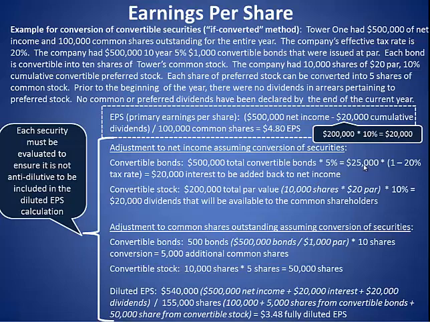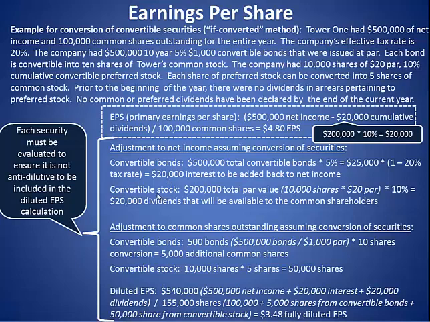$25,000 a year. But if I look at it net of taxes, my tax effect is $25,000 times 1 minus my 20% tax rate. The amount of interest that I'm going to be adding back to net income would be $20,000. So I'm going to add that amount back to net income because I wouldn't have to be paying that interest. Okay, convertible stock.